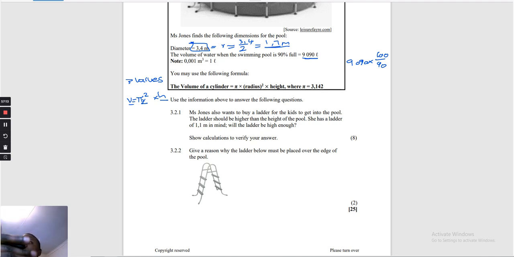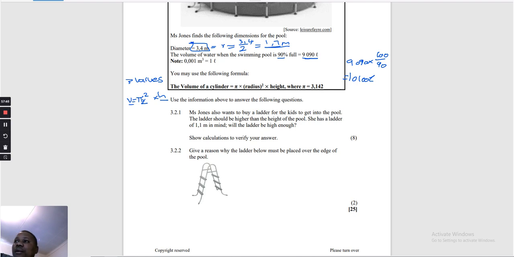The reason we put the 100 on top is because we need the 100% out of this. This 9,000 represents 90%. So when the pool is 100% full, it's going to have 10,100 liters. Now we are going to convert the 10,100 liters into meters cubed.